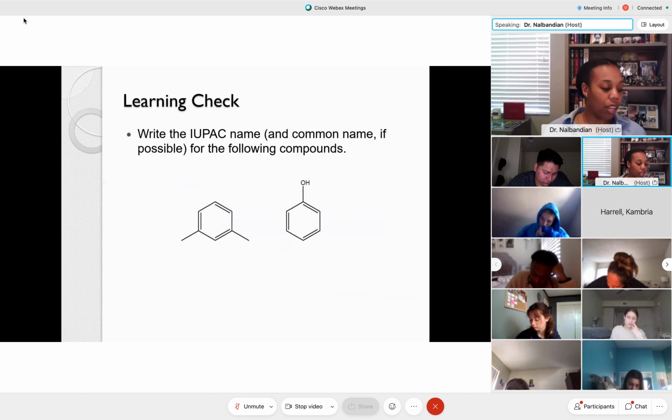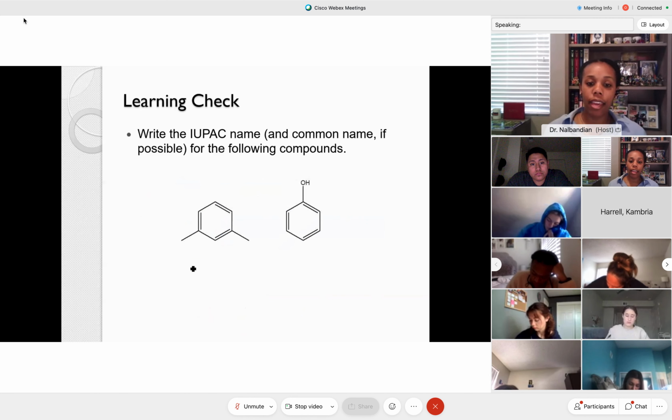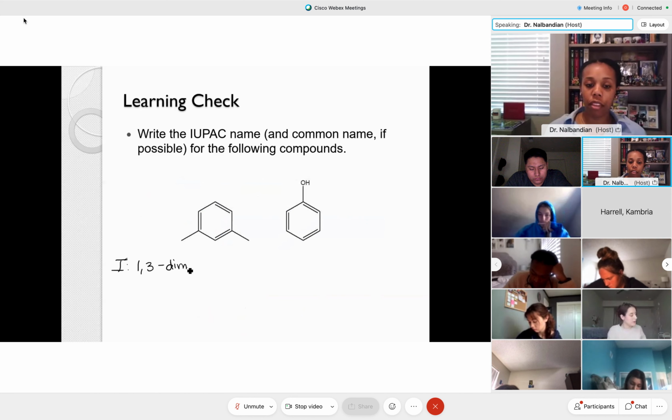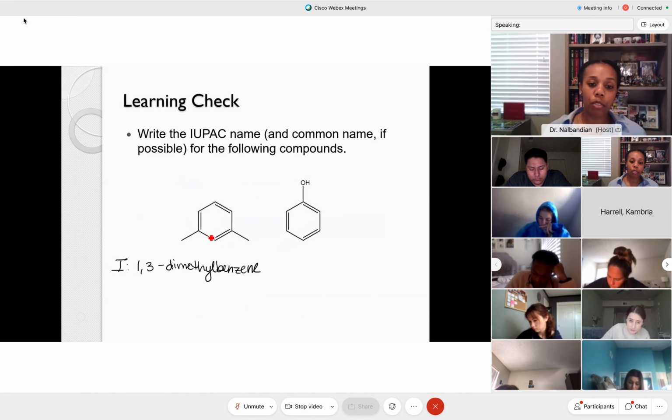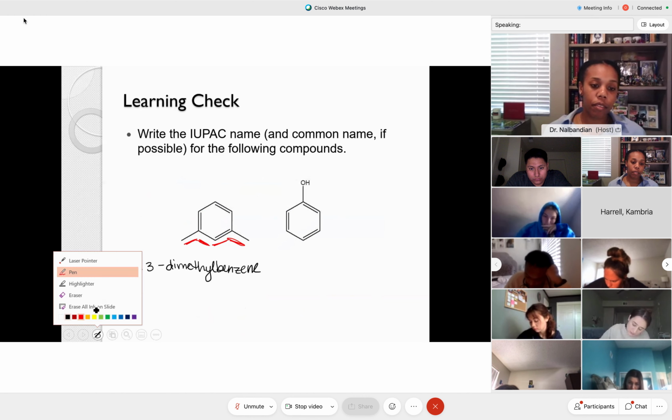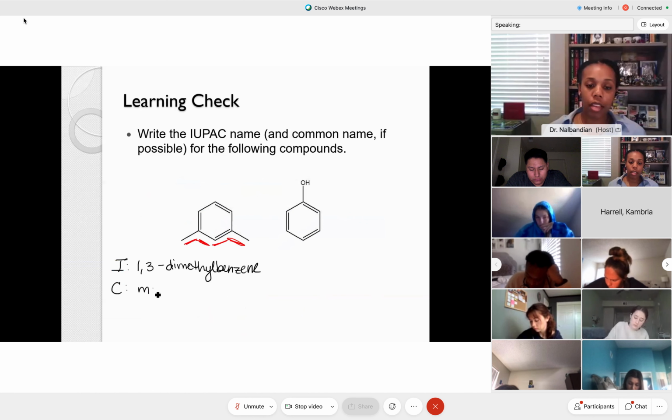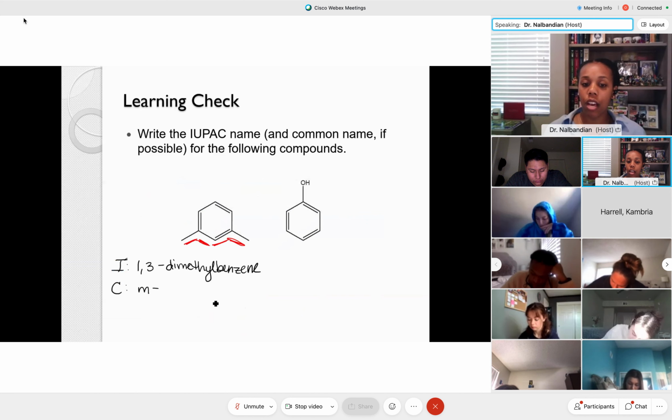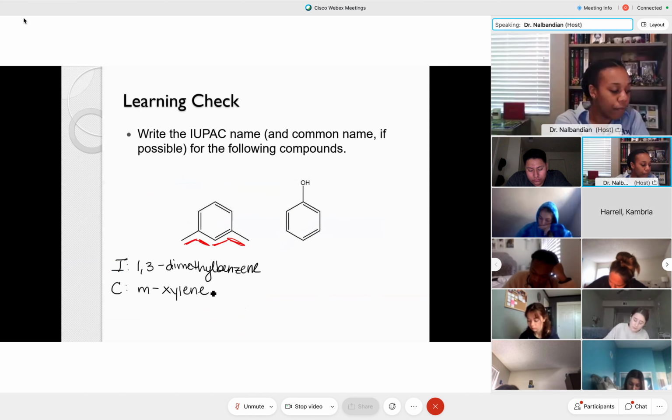Okay, then the other two that were on this same slide. Here we have a dimethyl, so 1,3. It doesn't matter which one's on carbon 1 and which on carbon 3, because they're both the same thing. But you have to recognize this as, first of all, meta. And also, this has another name. When you have those 2 methyls on the benzene ring, that's called xylene. So meta-xylene.